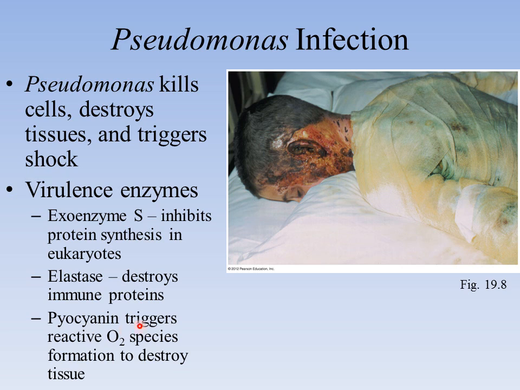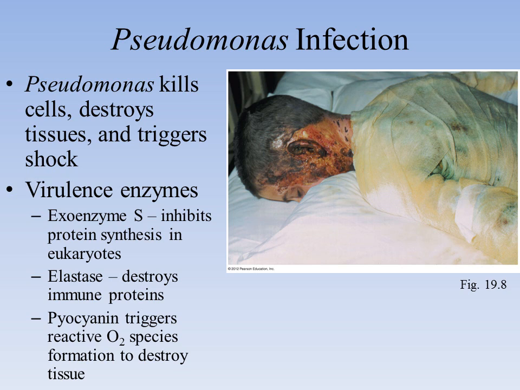Pyocyanin is going to be produced by Pseudomonas to destroy your tissue. So it's actually going to trigger reactive oxygen species to further destroy your tissue. When it destroys your tissue, then it allows itself to invade further. And the reason it wants to do this is because your tissue is awesome food source for Pseudomonas. So it can grow and grow and grow if it can break down more and more of your tissue to allow it to grow.